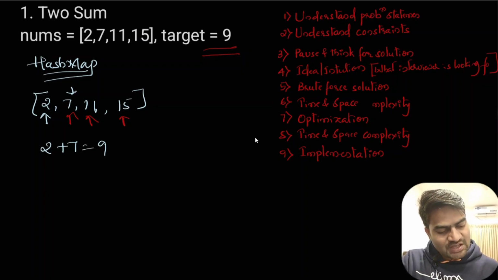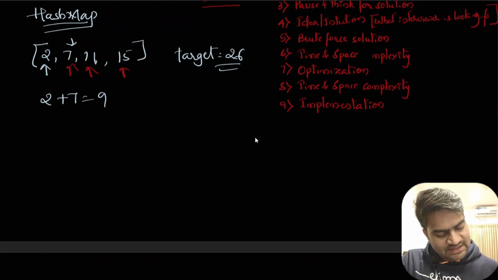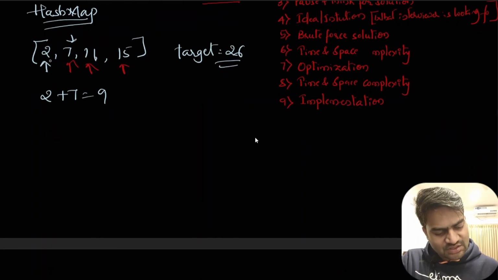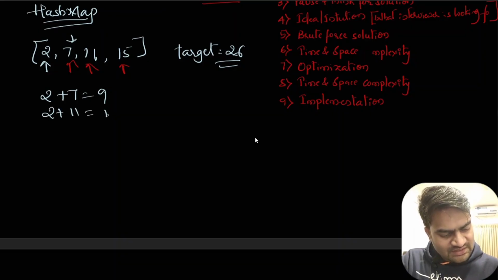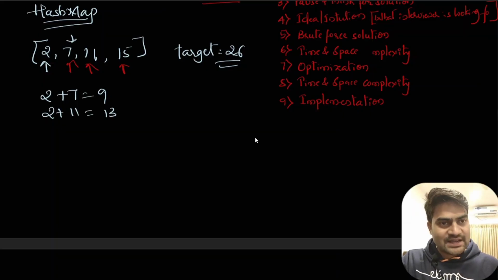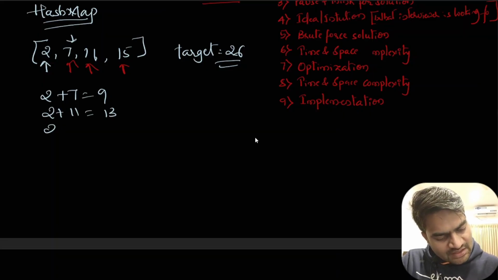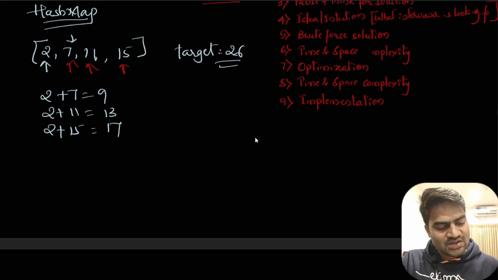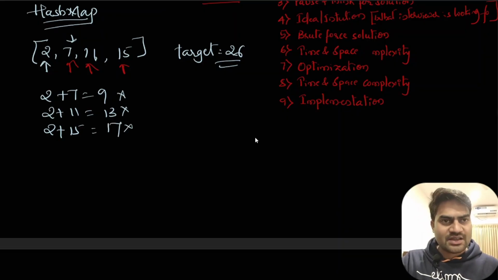Let us assume the target is 26. In that case, I will start with 2. I add 7 and see it is 9, which is not equal to target. Then I add 11, so it is 13. Again, it is not equal to target. Then 2 plus 15 becomes 17. None of these values are equivalent to the target.